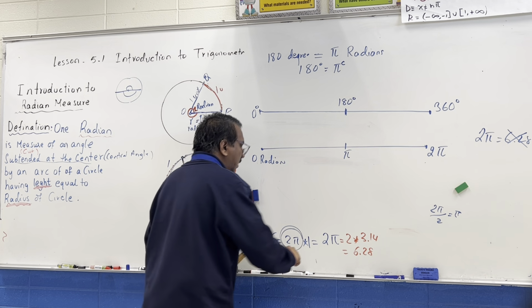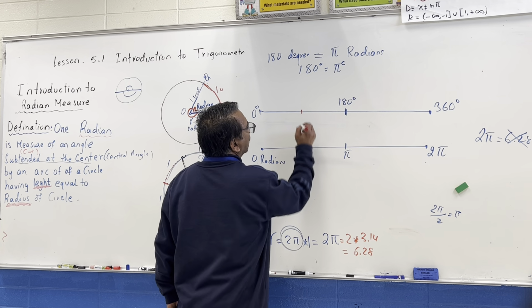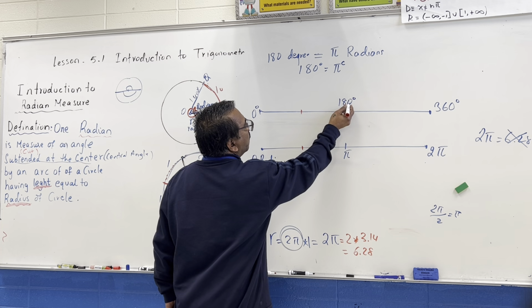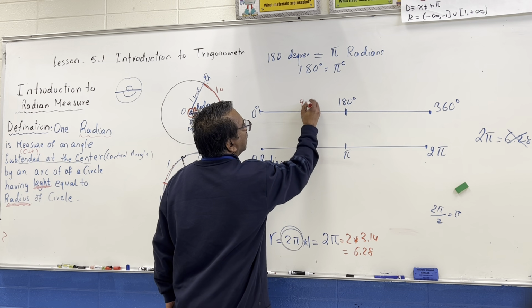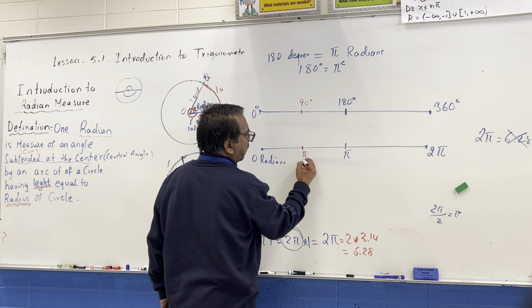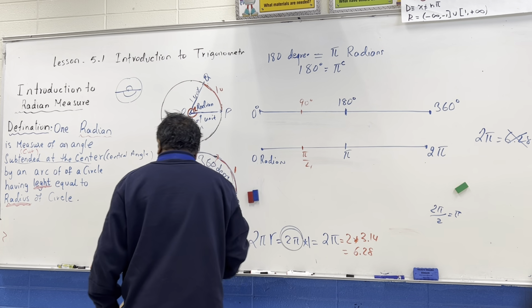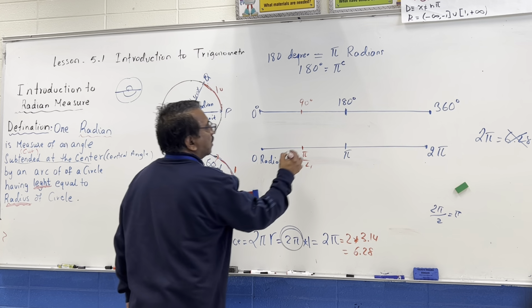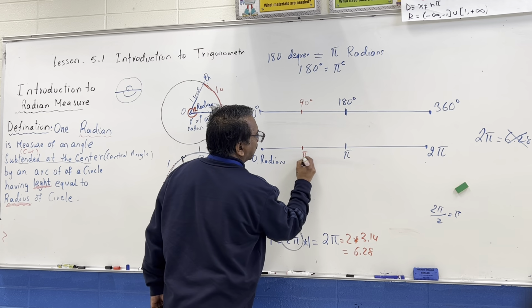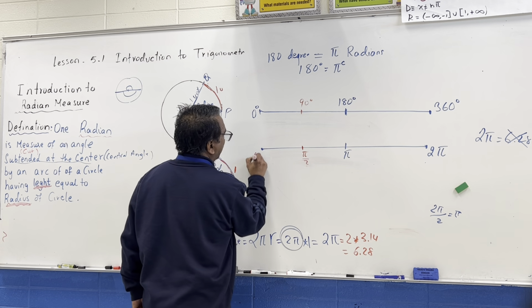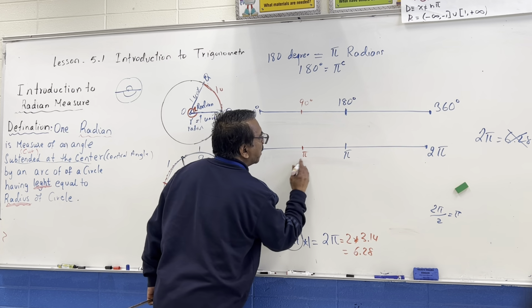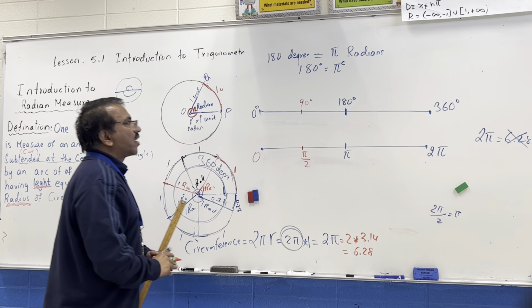We can also divide this into more halves like this. So that means half of 180 is 90 degrees. So half of pi will be pi by 2. And likewise, we can build up. So this is 0, and this is pi by 2. So I'm just trying to build.